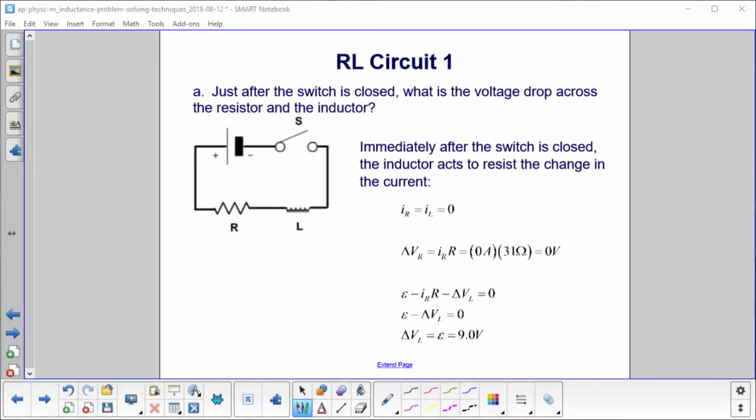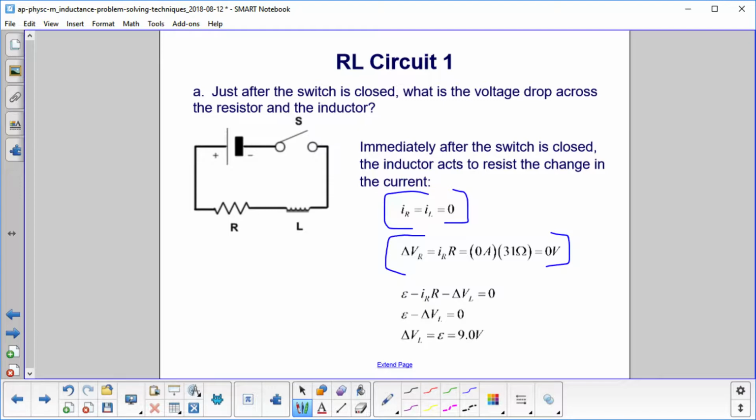Just after the switch is closed, what is the voltage drop across the resistor and the inductor? Right after the switch is closed, the inductor acts to resist the change in the current, and it won't let it change from zero. So you'll have zero current through both circuit elements. We find the voltage drop across the resistance. Well, that'll just be zero because there's no current.